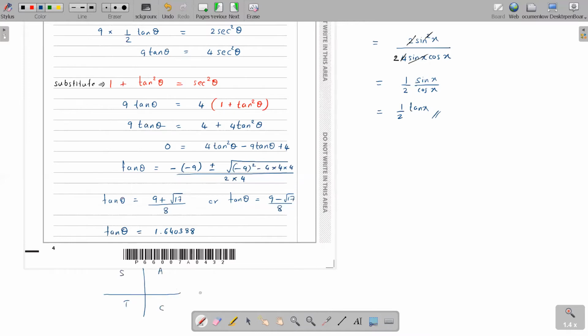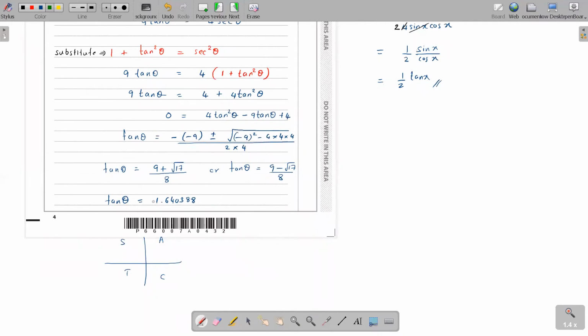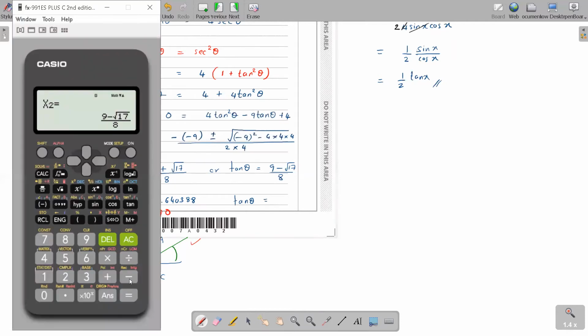Normally we draw the all-sin-tan-cos diagram and choose the quadrants where tan is positive. So we would choose All and Tan, and mark these two angles. But you can see in this situation, since they've told us that theta is only between 0 and 90, we really don't need to go to this quadrant. The first quadrant is enough. So we need to take the tan inverse of this value, then we are done. Let me take the other side also before I take the tan inverse. So tan theta equals 9 minus root 17 over 8. That gives me 0.6096118.